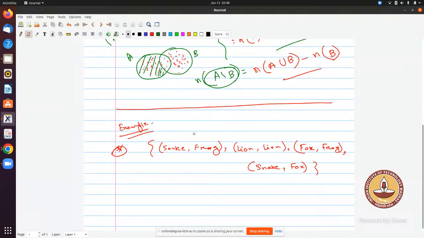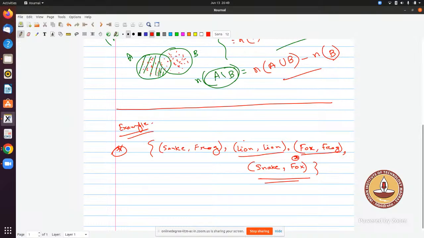Okay, great. For the second one, this is lion, lion. So if I take this as B, any element starting with lion? No, right? No, sir. For frog, any element starting with frog? No, sir. Right? For the last one, this one, any element starting with fox?